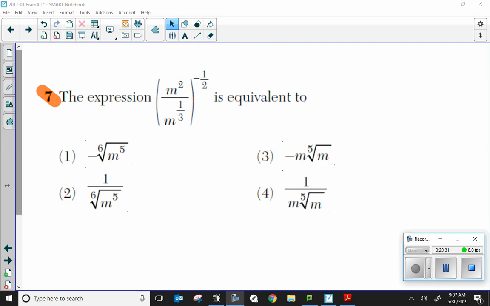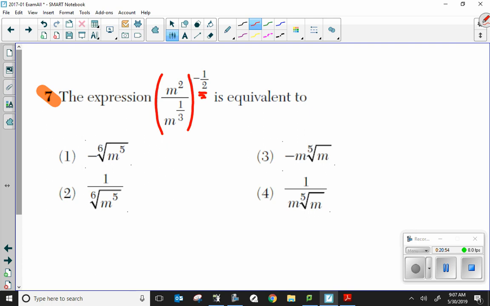Okay. The expression (m squared over m to the 1/3) all raised to the power of negative 1/2 is equivalent to what? All right, here we go, people. You can do this one of two ways. And this is what I'm thinking. I can handle what's in the parentheses first, then apply my negative 1/2 exponent, or I can apply the negative 1/2 exponent to both of these and simplify my fraction afterward.